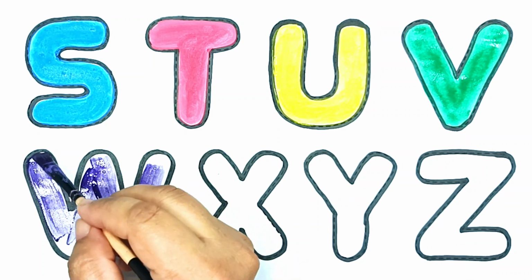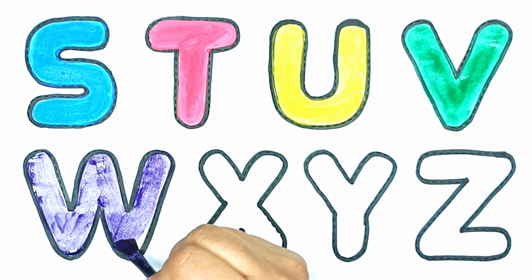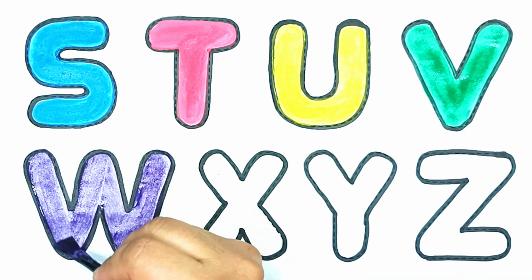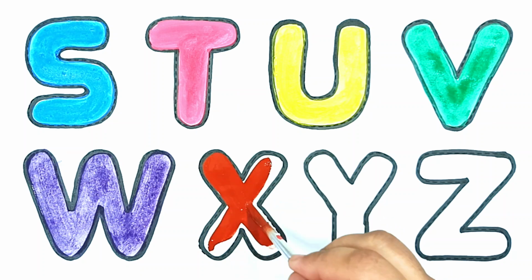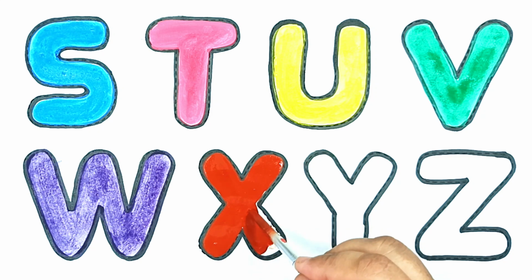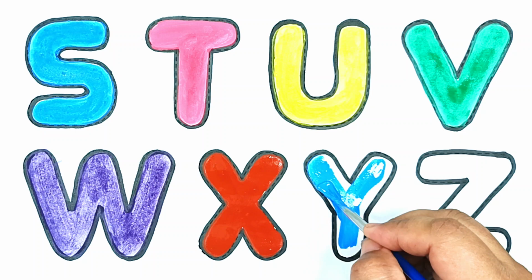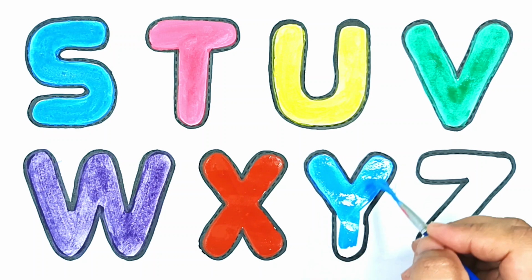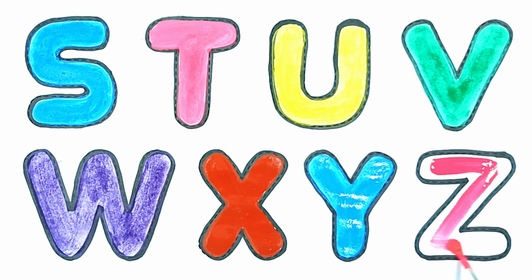W for whale. W for watch. W's for wishes, you make every day. X axe, X fox. X is for xylophone, play it today. Y for yo-yo. Y for yacht, Y is for you, now you know how it goes.